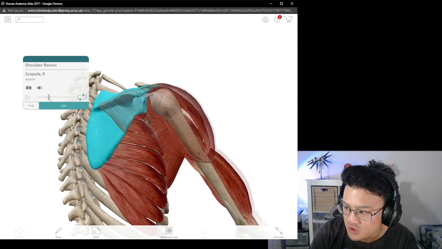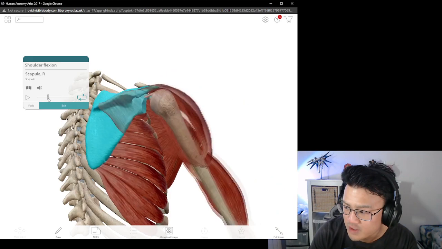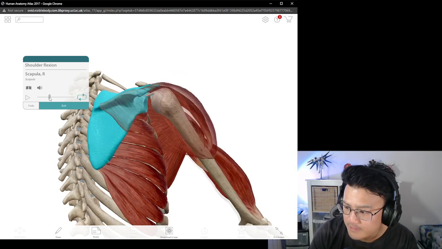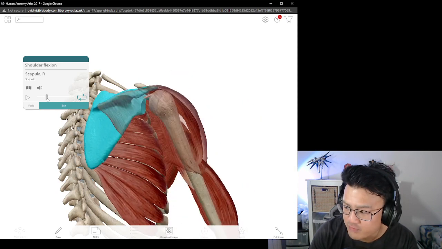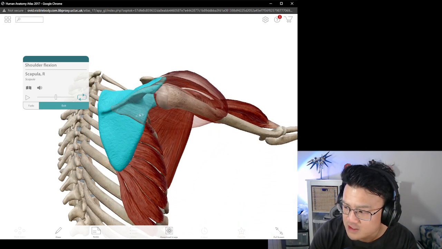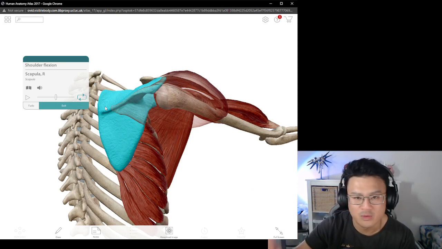So the idea is the shoulder blade has to move along with the humerus. Okay, I know it's a little bit tricky to get your head around sometimes. It definitely was for me. But just think of, if I were to prioritize any movement, it will be the upward rotation of that scapula. So as the arm is moving up, the scapula moves up along with it.